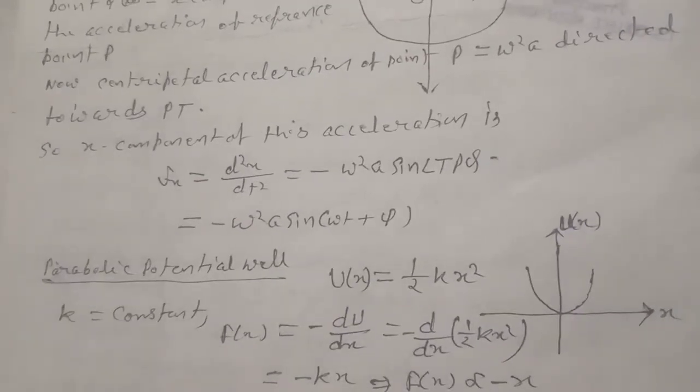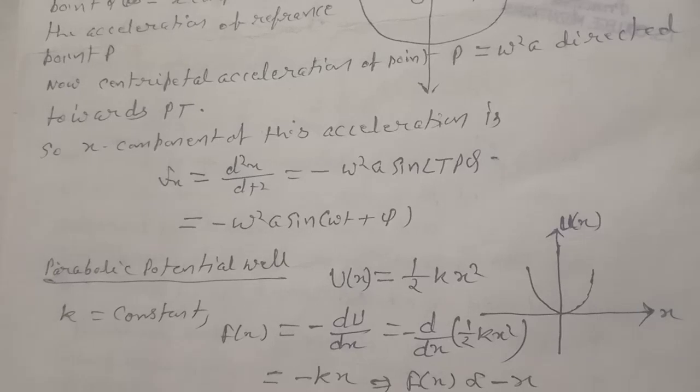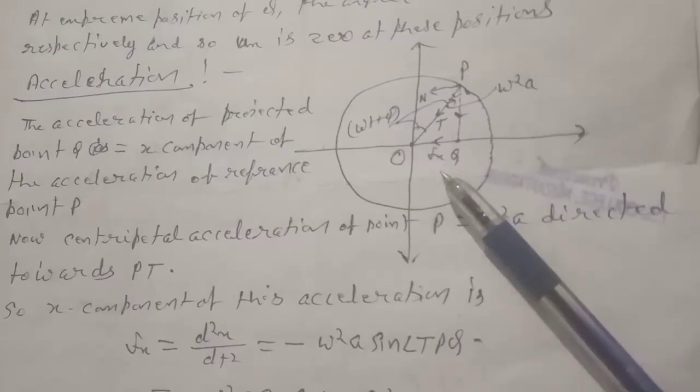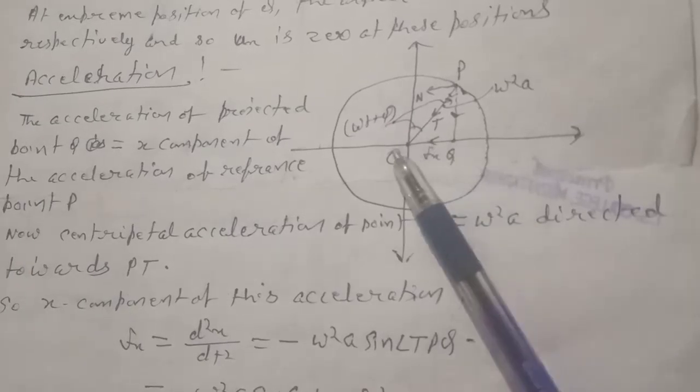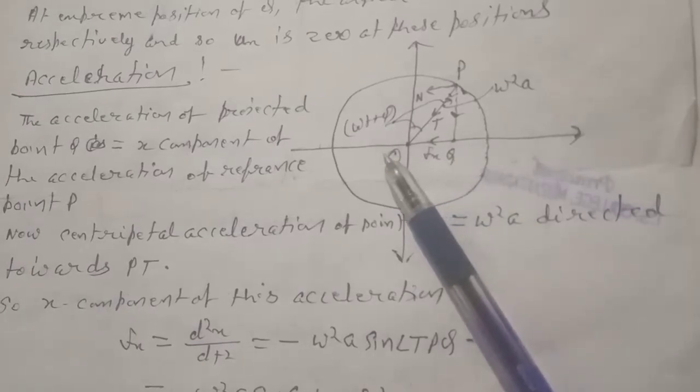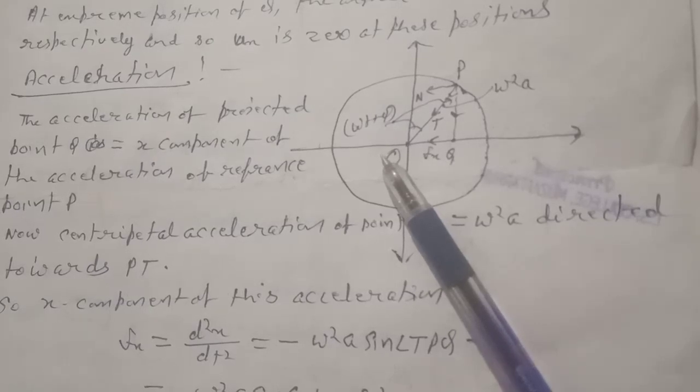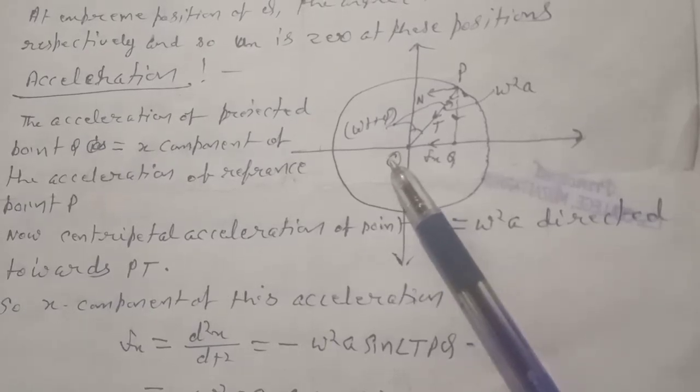Now, when the point Q passes through the equilibrium position, that is at O, the angle (omega t plus phi) is 0 and the acceleration is therefore 0 at this position.